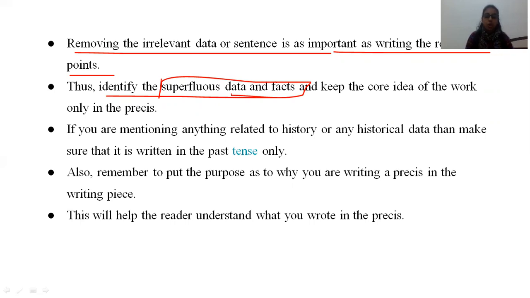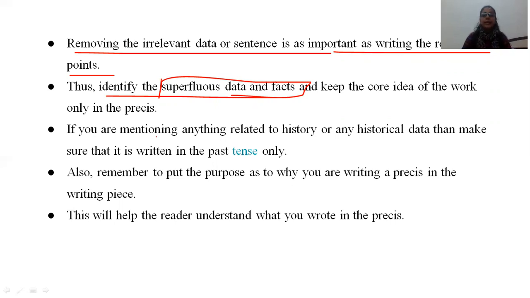So you can talk about the girl, about where she lives, about the hut, but you need not include extra details about the hut in your precis. You can simply write that she lived in a poorly conditioned hut. You need not write thatched roof. You need not write a broken wooden door, etc. So that's my point, that you have to exclude the superfluous information.